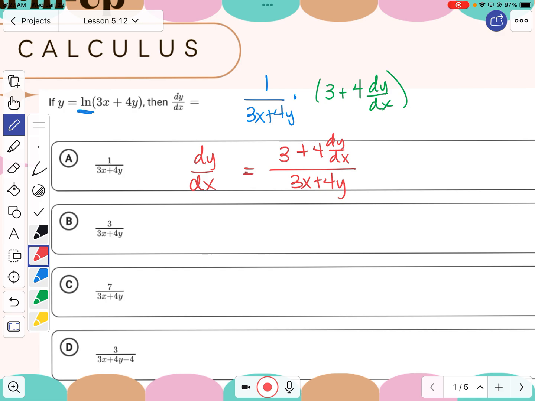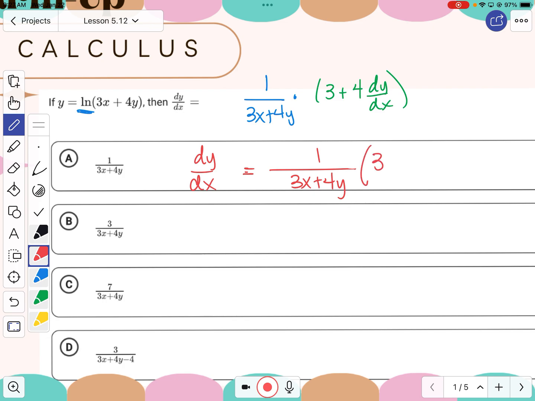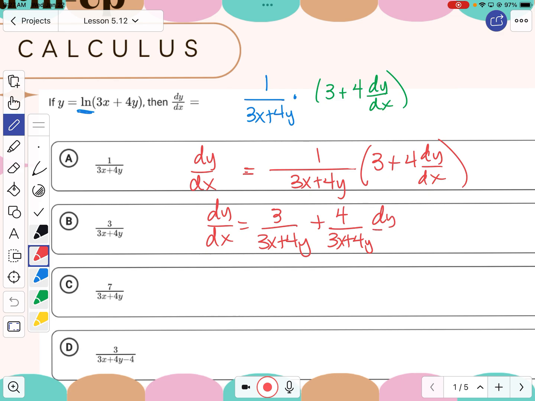Struggle bus. I'll tell you what, I'm going to rewrite this. I think it'll help. So 1 over 3x plus 4y, we've got 3 plus 4 dy/dx. And if I distributed, that would give me dy/dx equals 3 over 3x plus 4y plus 4 over 3x plus 4y dy/dx. Does that work?